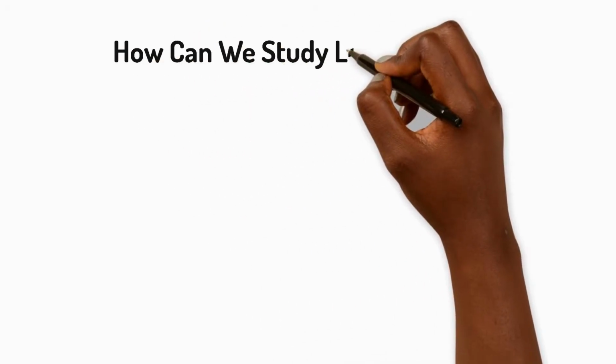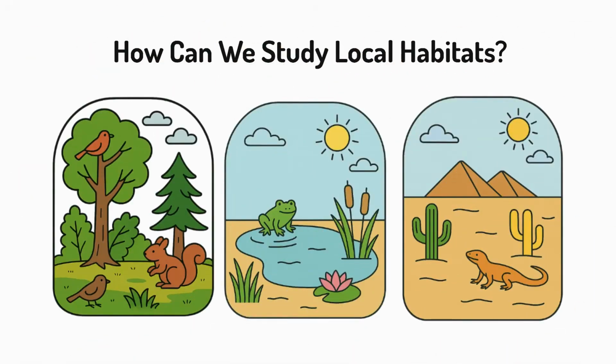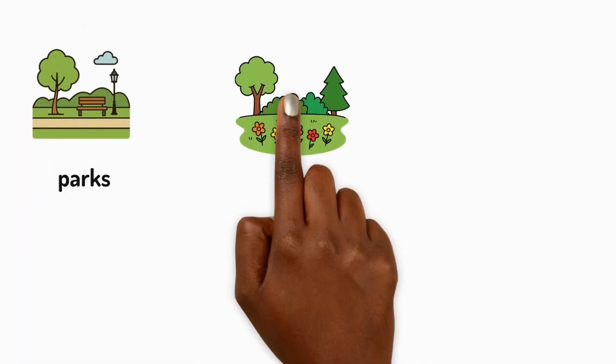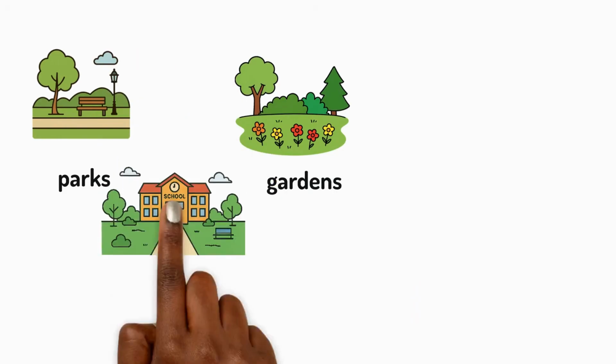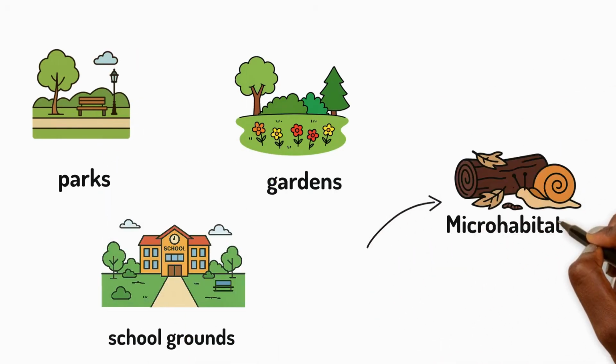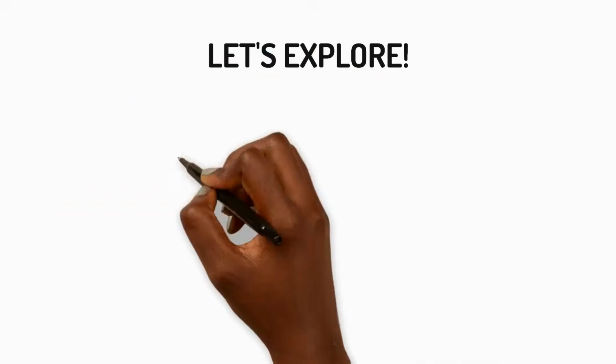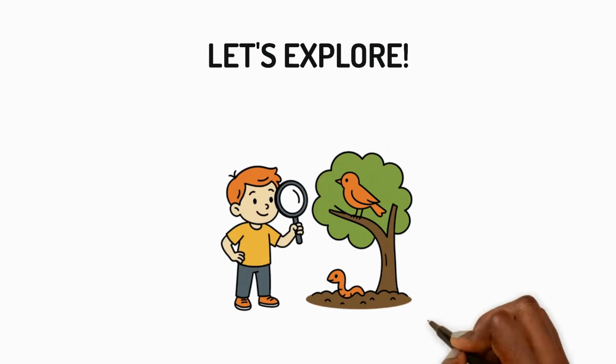How can we study local habitats? There are habitats all around you: parks, gardens, school grounds. And inside those are tiny homes called microhabitats. Let's become scientists and explore what's living right outside your door.